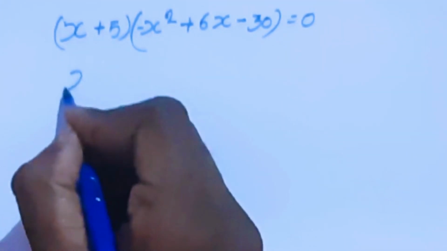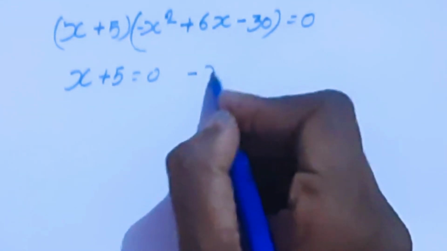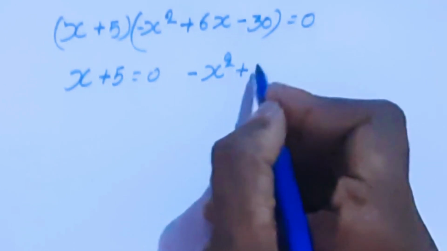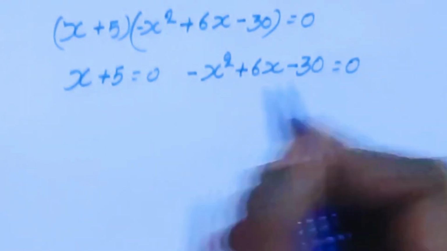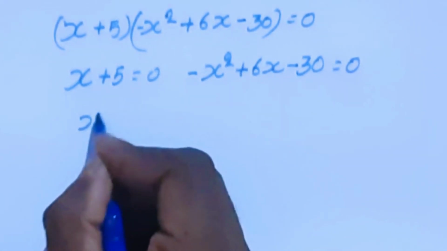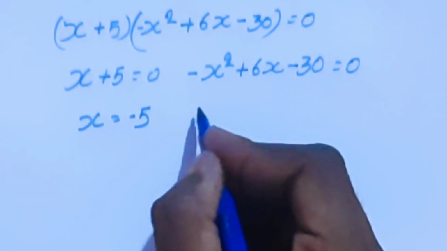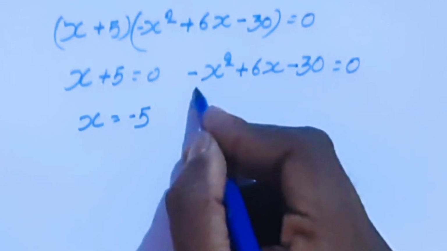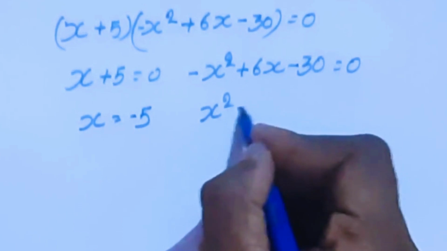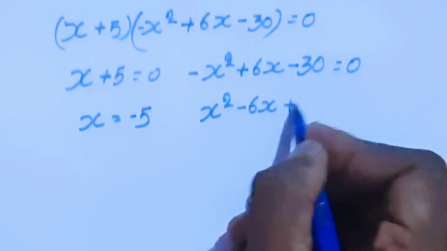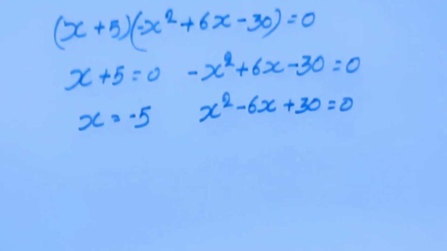Now we have two equations, one is x + 5 = 0, the other one is -x^2 + 6x - 30 = 0. From the first equation x = -5. This is one answer. From the other, we are going to multiply by minus, so we'll get x^2 - 6x + 30 = 0. From here we are going to apply the quadratic formula.